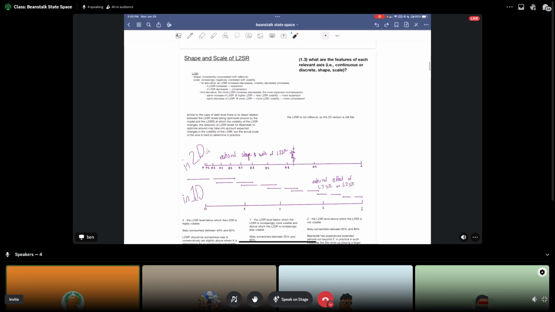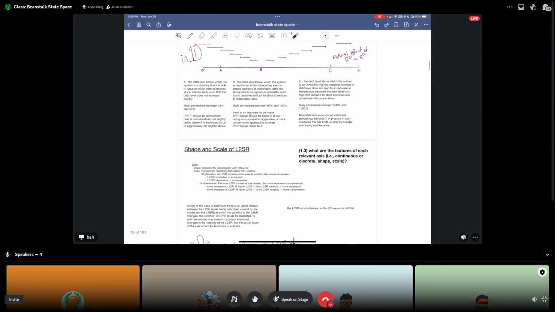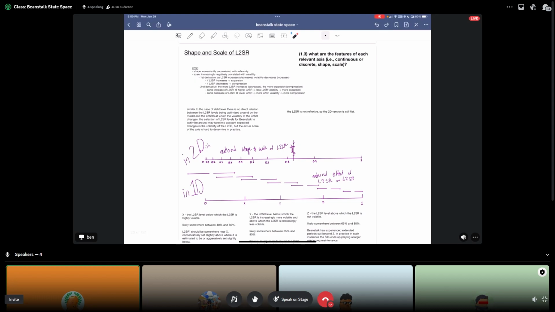Now, last but not least is L2SR, the liquidity to supply ratio. The interesting thing is that the L2SR is flat, meaning that at higher or lower liquidity levels, Beanstalk doesn't really have anything to say with regards to higher or lower liquidity.